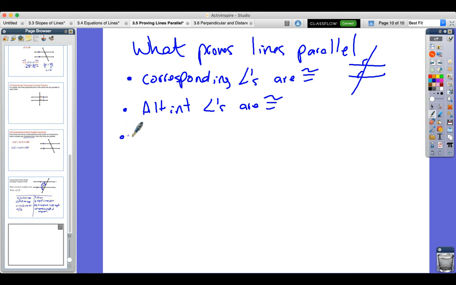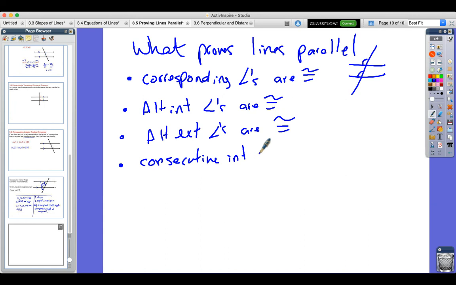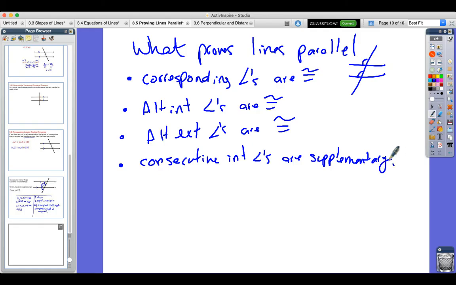If we can prove alternate exterior angles are congruent, or I can show consecutive interior angles are supplementary. If I can prove one of those 4 things, that proves that those lines are parallel. Okay? Hopefully that kind of helps.